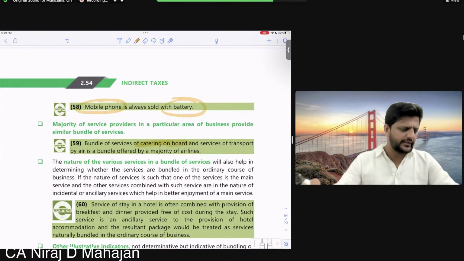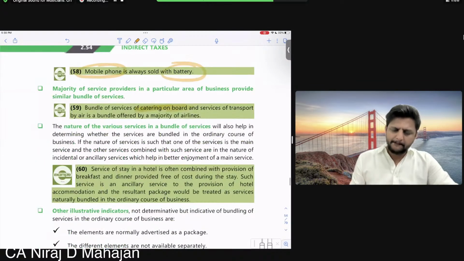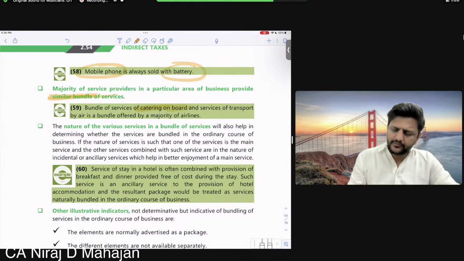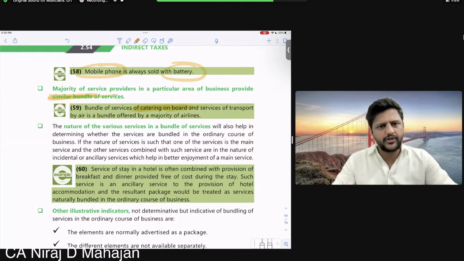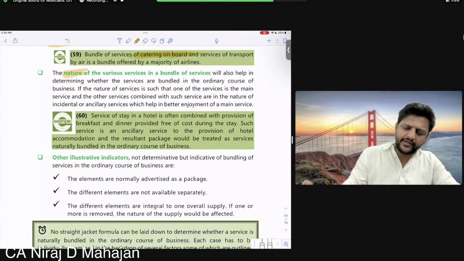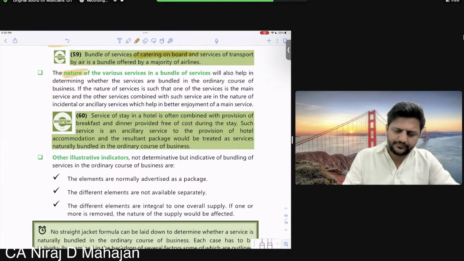So again, over there, that is all your composite supply. Majority of service providers in a particular area of business provide similar. What is happening in the normal business transaction? Most of them are providing as a bundle, right? So most of the airlines are providing food along with transportation of passengers. The nature of various services in a bundle.